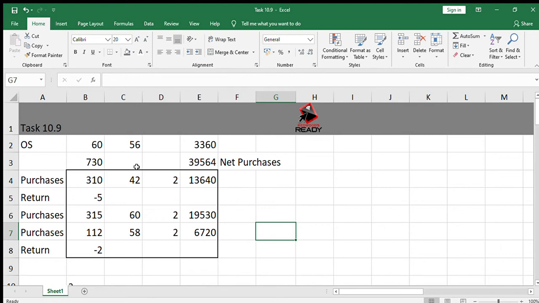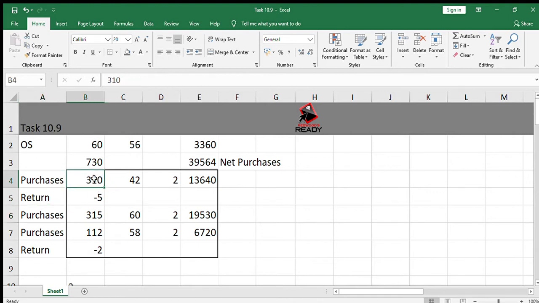Okay, the opening stock was 60 units at 56 Rand, giving us 3360. And then underneath the opening stock, we have the purchases schedule. A schedule because obviously there were purchases bought on various dates within the question. Okay, so we have 24th June, 26th June, etc. I didn't put the dates in.